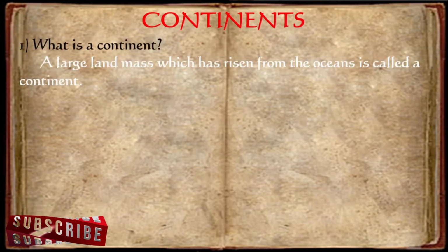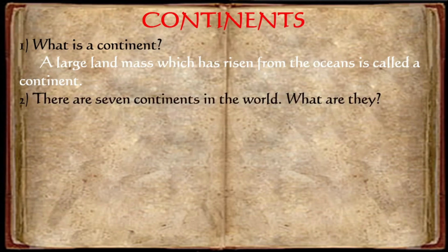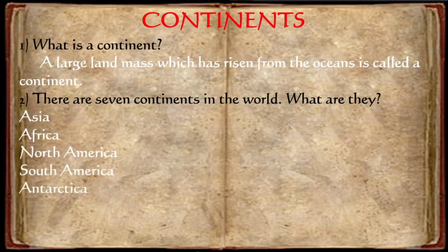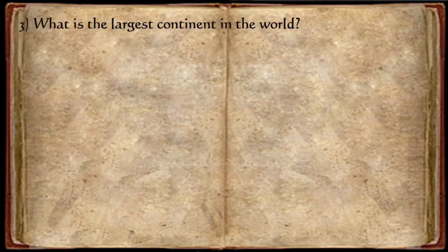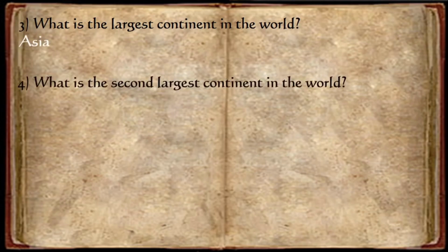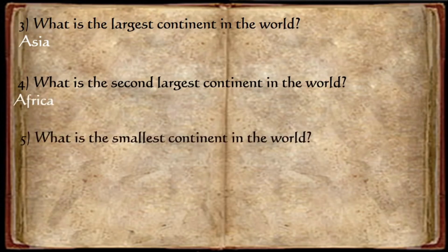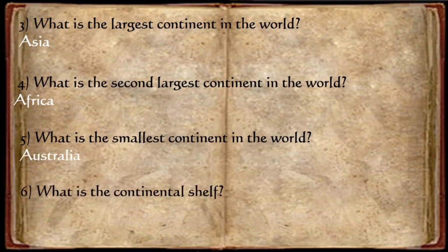A large landmass which has risen from the oceans is called a continent. There are 7 continents in the world. What are they? Asia, Africa, North America, South America, Antarctica, Europe, and Australia. What is the largest continent in the world? Asia. What is the second largest continent in the world? Africa. What is the smallest continent in the world? Australia. What is the continental shelf?